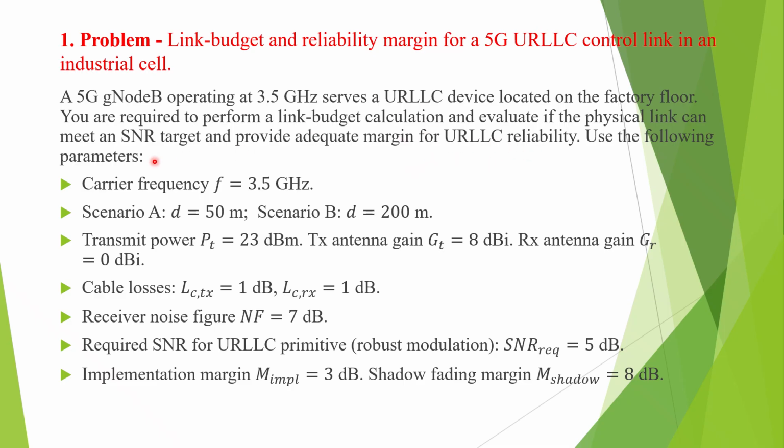What data are given: the carrier frequency is given, and two different scenarios we have to discuss, with distance d equal to 50 meters and d equal to 200 meters. The transmitted power is 23 dBm, transmitting gain 8 dBi and received gain 0 dBi, cable losses associated with transmitter and receiver are 1 dB, noise figure 7 dB, and SNR required for robust modulation is 5 dB. Then the shadow margin: usually for URLLC cases, the shadow margin factor is most considerable, so that factor is equal to 8 dB. Implementation margin is 3 dB.